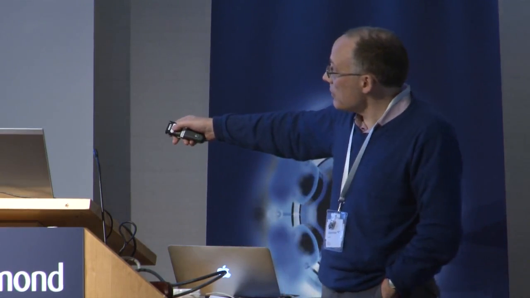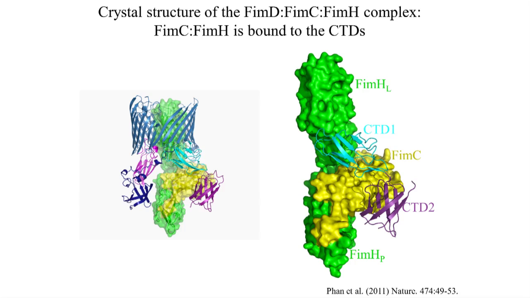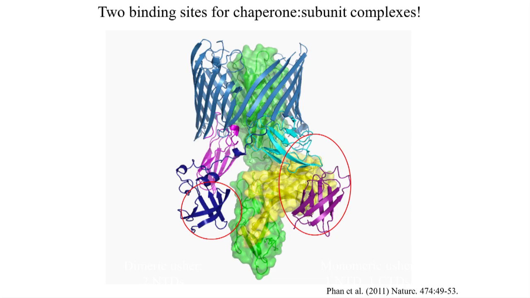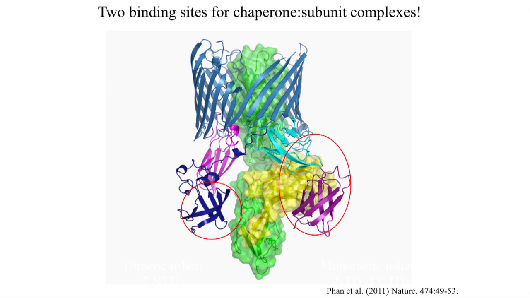So anyway, the bottom line here is that at least one of the implications of this structure is that we have identified a second chaperone subunit binding site formed by the CTD1s and CTD2s, the two C-terminal domains. So we now have the knowledge of two binding sites. One is here, and I showed you the structure before. We know that this domain can capture chaperone subunit complexes, but this one can also bind chaperone subunit complexes.